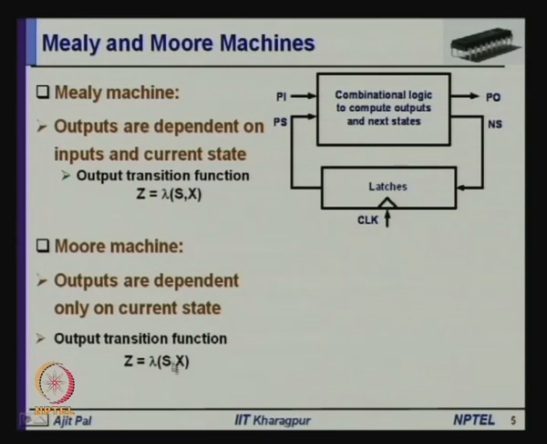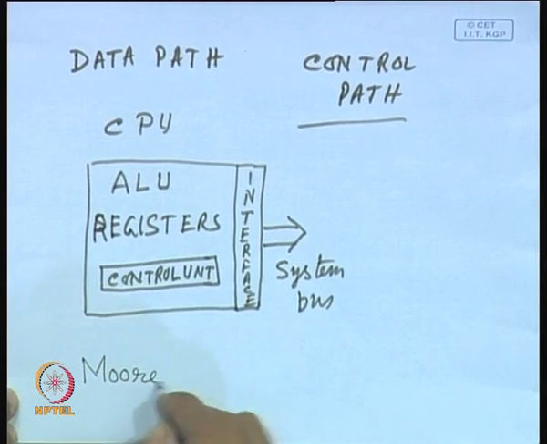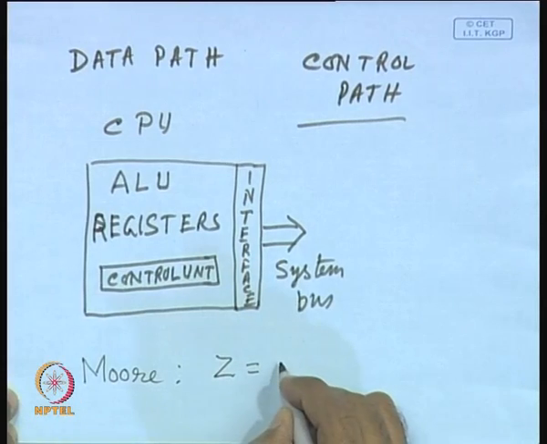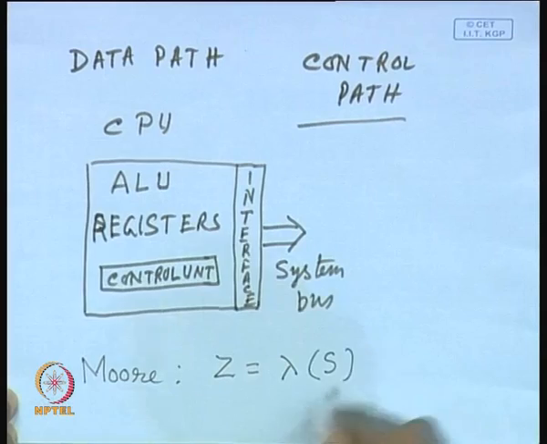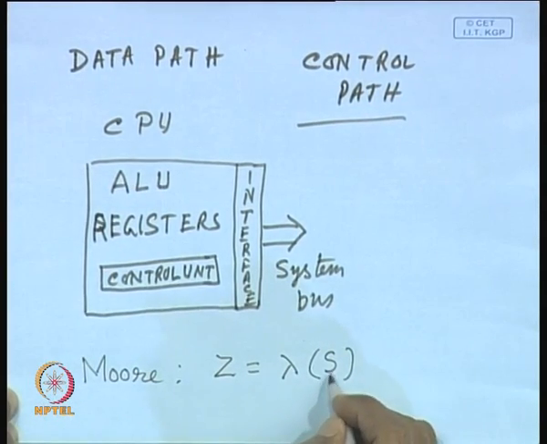x. Here there is a mistake. Actually, if it is a Moore machine, then your Z will be equal to lambda of S, not x. It will not depend on input, it will depend solely on the state. That means, in case of a Moore machine, output is dependent only on the present state, not on the input.